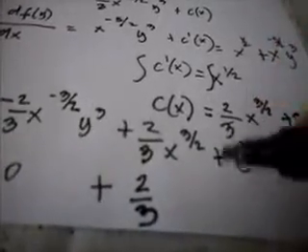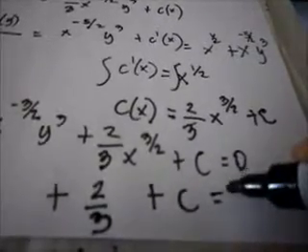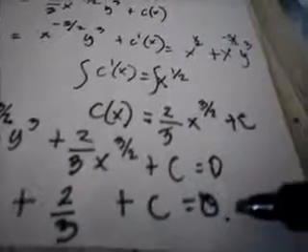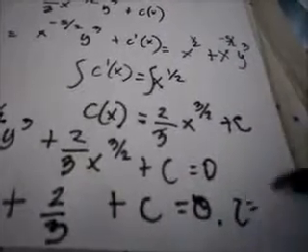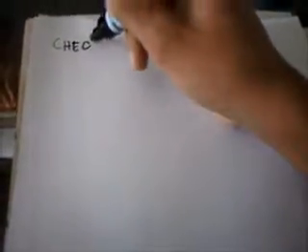Okay, plus c, which is equal to 0. And finally, our c is equal to negative 2/3. Okay, so now let's do the checking, to be sure that our equation is correct.